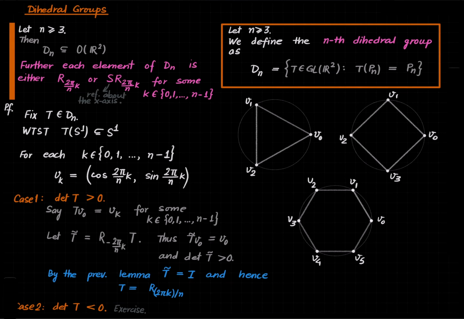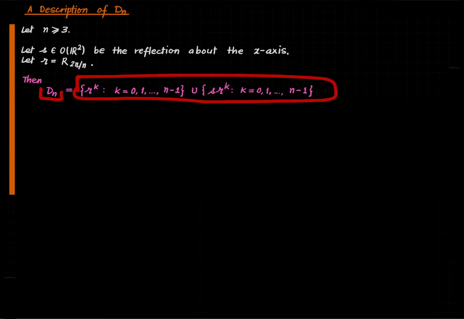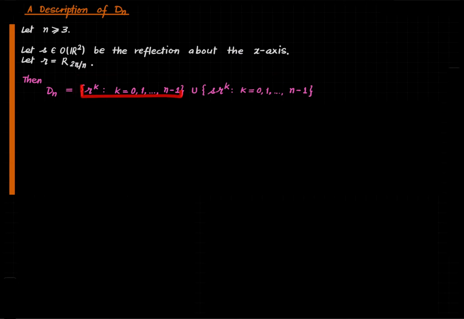That shows that elements of the dihedral group are either rotations of this sort or reflections of this sort. There are exactly 2n things in the dihedral group. Just to summarize, if we write the reflection about the x-axis as s, small s, and the rotation by 2 pi by n as small r, we can write Dn as this union. n rotations and n reflections. So this is Dn, and hence the size of Dn is 2n.